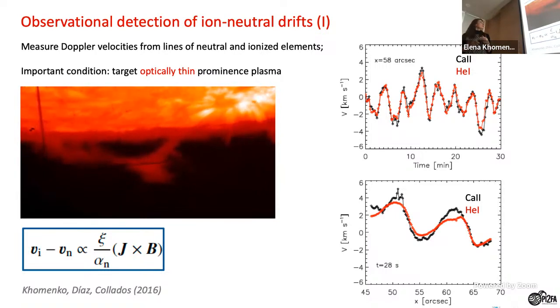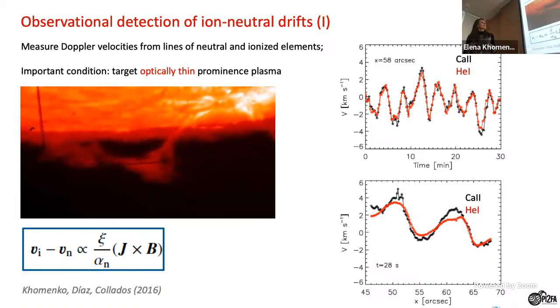So we went to the VTT and scanned this prominence that you see here with a slit, making the scans very fast because we want to detect this phenomenon very quickly. It was very important to make sure that we target an optically thin prominence plasma, so that our spectral lines form over the same volume of plasma. In this campaign we only had two spectral lines: the infrared line of ionized calcium and the one of helium. And we measured only the velocity, because we wanted to make it very quick.